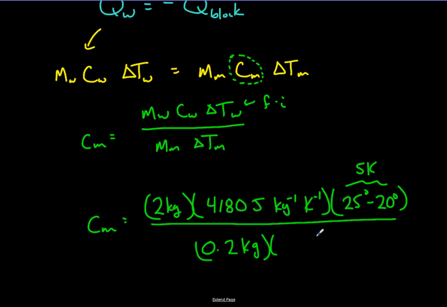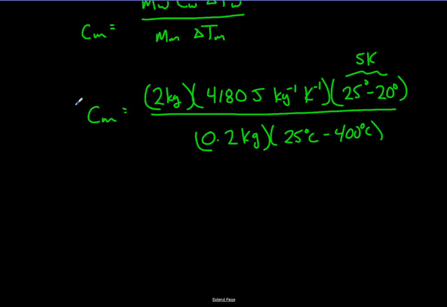And the temperature change was from 400. Oops, sorry, my mistake. Final minus initial. So the final temperature was 25 degrees C minus the initial, which was 400 degrees C. So now it's a matter of solving, and we should be able to get the heat capacity of that metal from this equation. So let's try. By my math, this comes out to be equal to about 560.